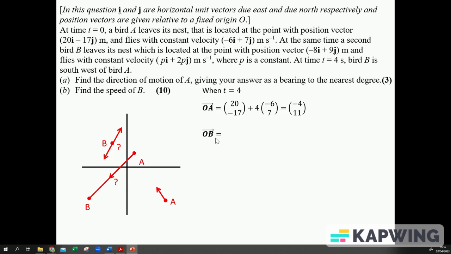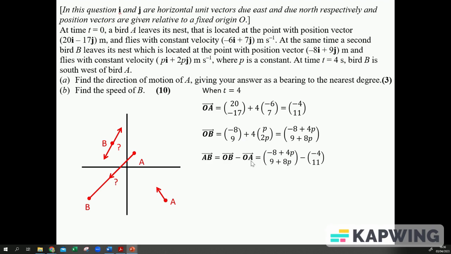And then O to B, same thing again. The initial position vector, and then plus 4 lots of the velocity vector. I'll put that into one vector, I get this. Like this vector that I want, A to B. To get A to B, I do O to B minus O to A. So the O to B minus the O to A.